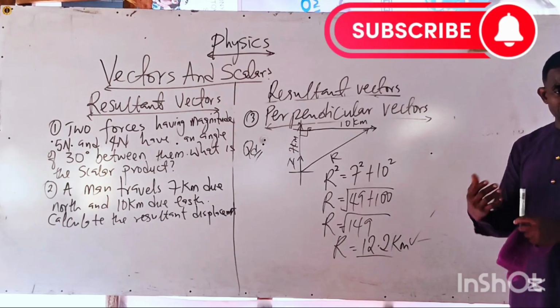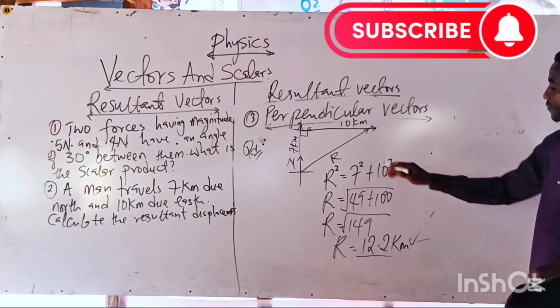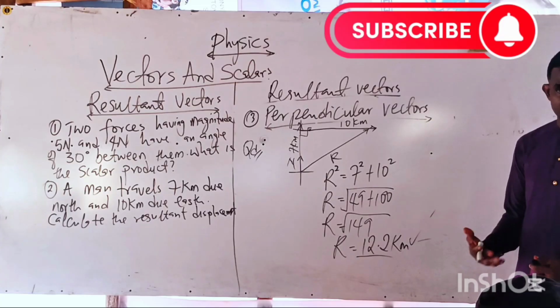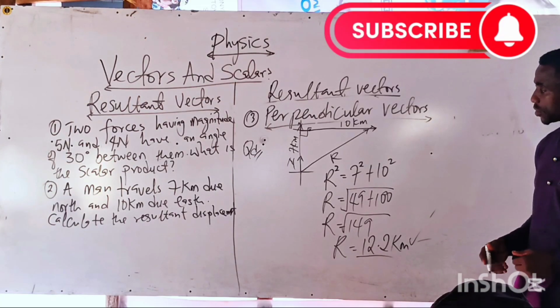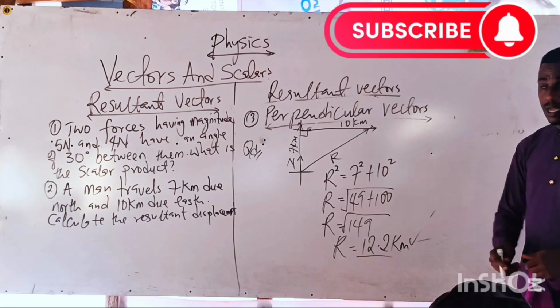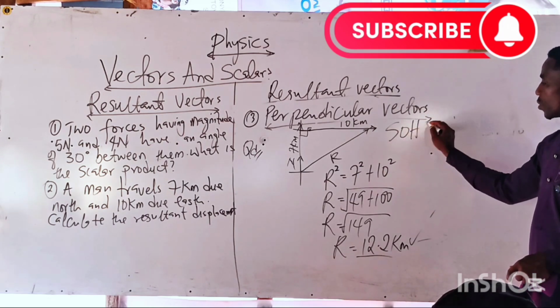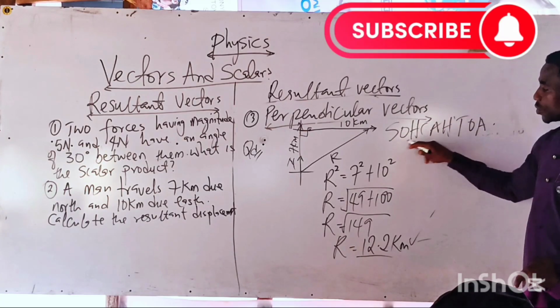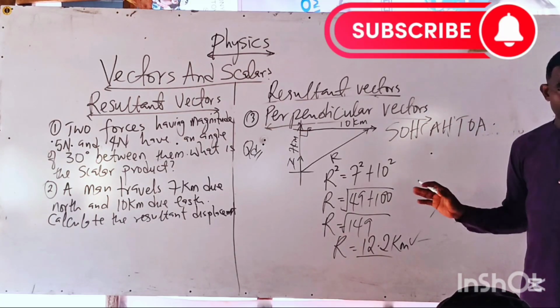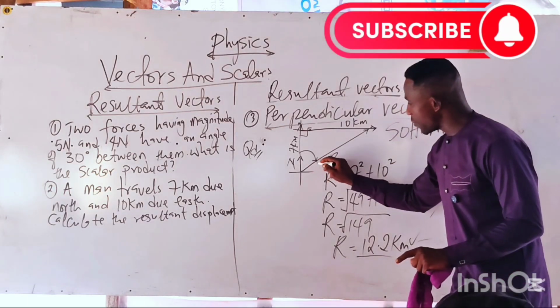Now, let's look at the direction. This is the magnitude. So how can we get the direction? We have just obtained the magnitude. How do we get the direction? This is a right angle triangle. Hence, we talk about SOHCAHTOA. Have you heard of SOHCAHTOA? So we can use this to get our angle. Our target is to get this angle. The direction is from here to here.